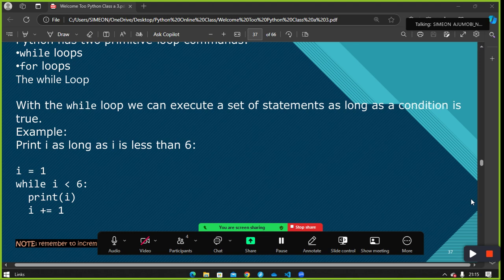Or we can say, look at this. We can say count equals to 1. So while count, which is 1, is equals to 1, print, I will loop till infinity.